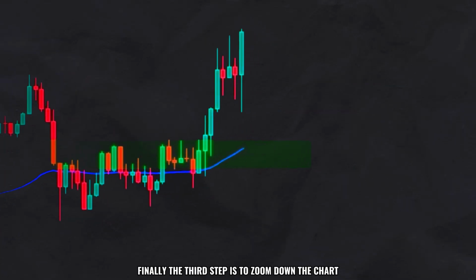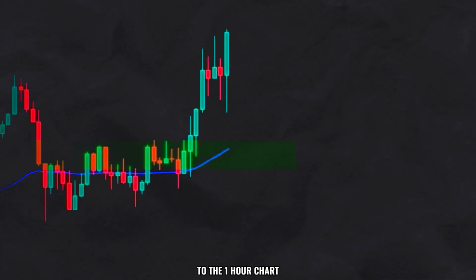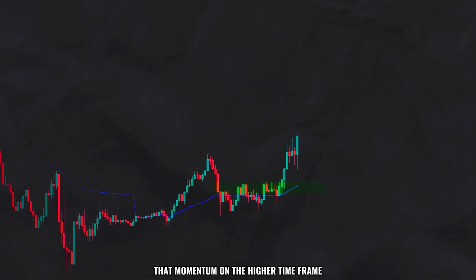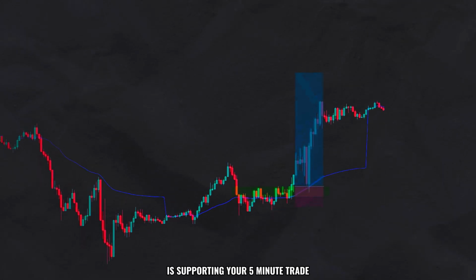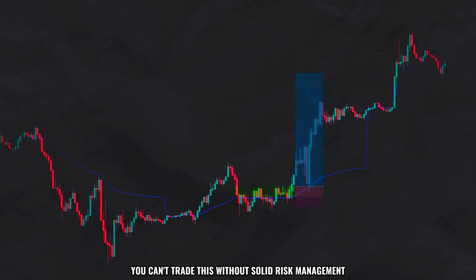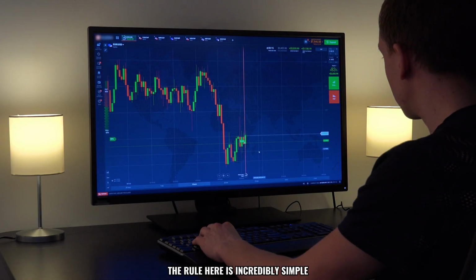Finally, the third step is to zoom down the chart to the 1-hour chart to confirm that there has been increased liquidity. This demonstrates that momentum on the higher time frame is supporting your 5-minute trade. And obviously, you can't trade this without solid risk management. The rule here is incredibly simple.